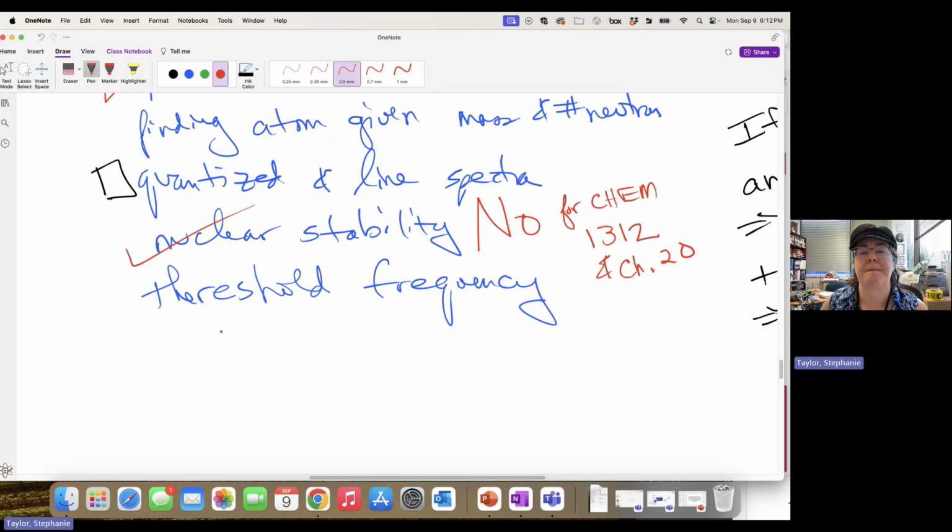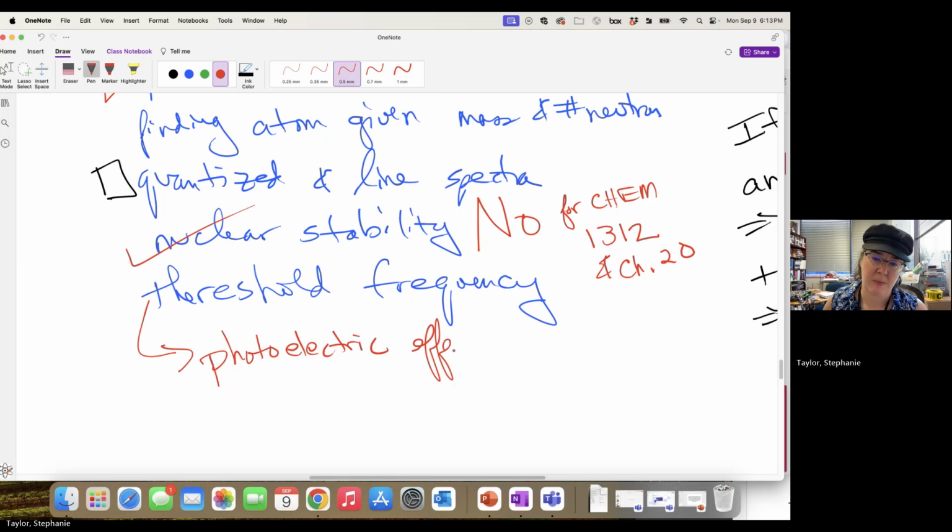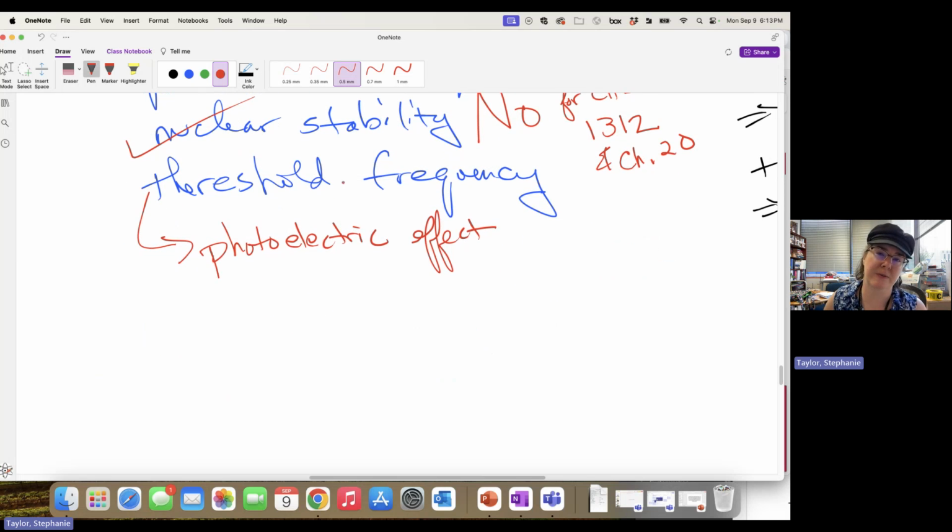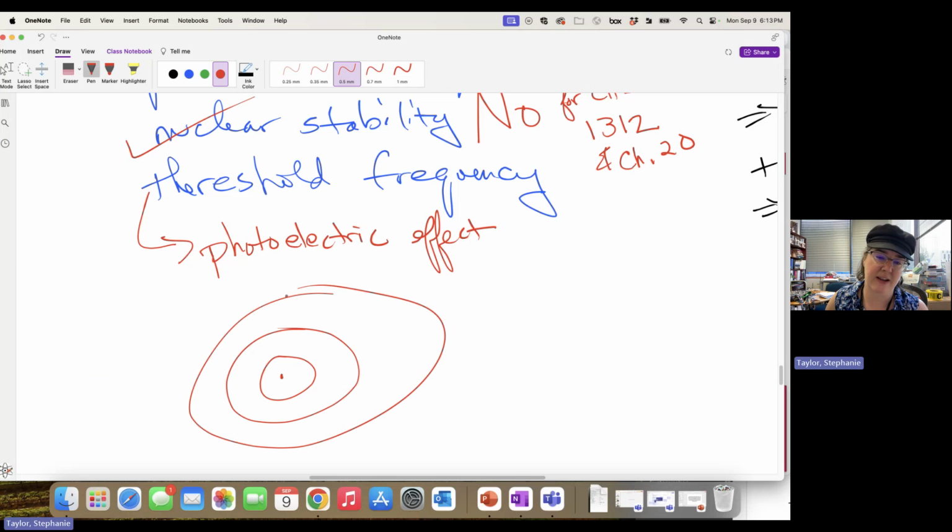Threshold frequencies relate to the photoelectric effect. A threshold frequency is asking: if I have an electron in an atom, how much energy do I have to put in to get that electron to leave the atom? I need energy to come in so that my electron completely leaves the atom. It's out of there. That's what a threshold frequency is. This is part of the photoelectric effect.